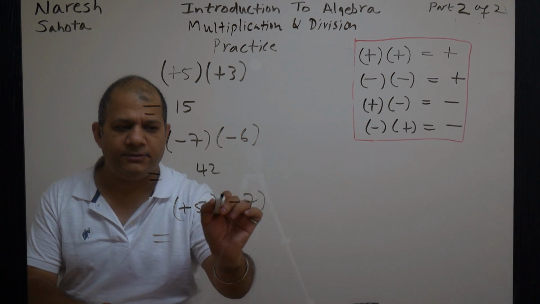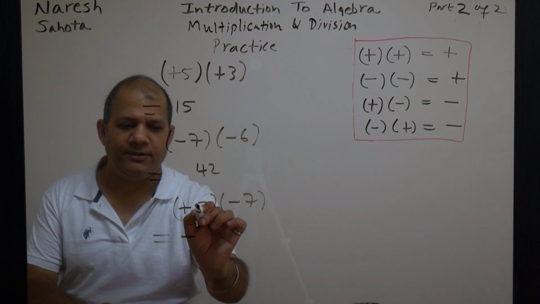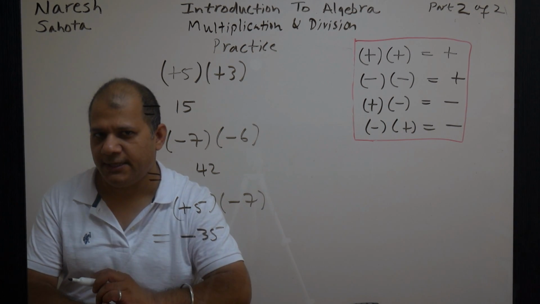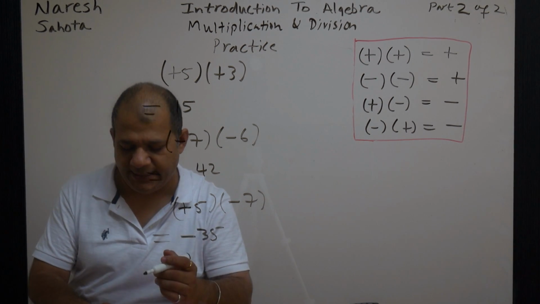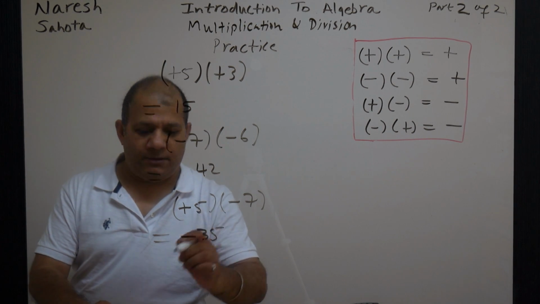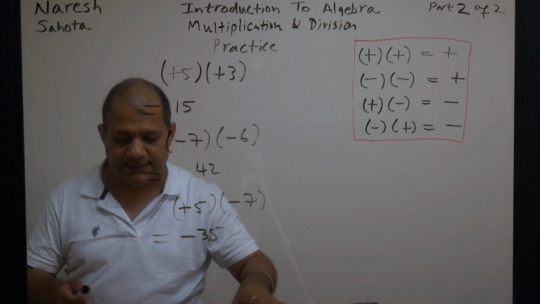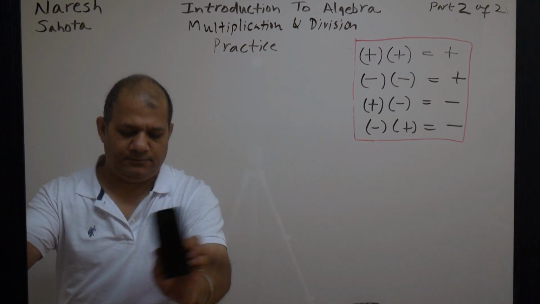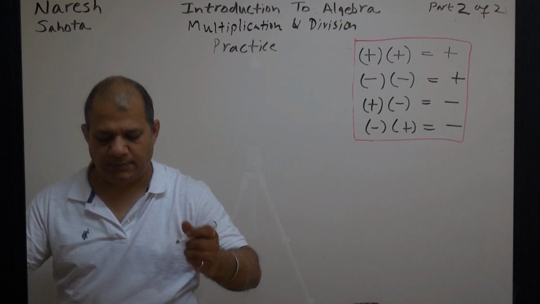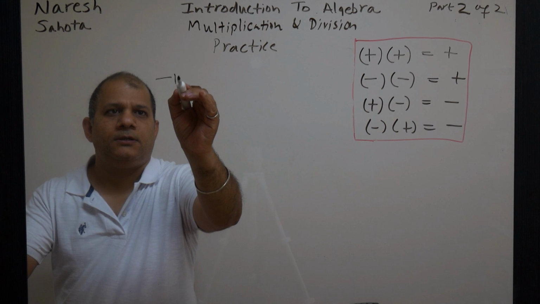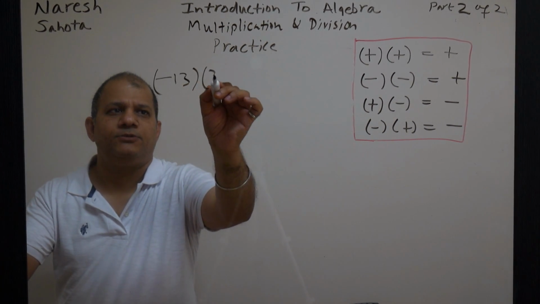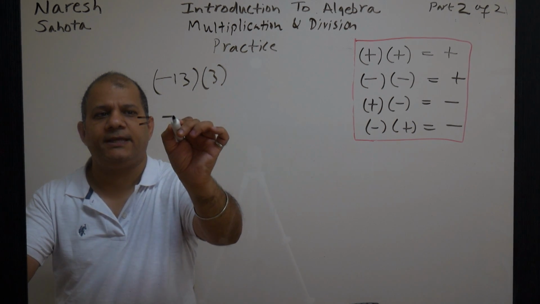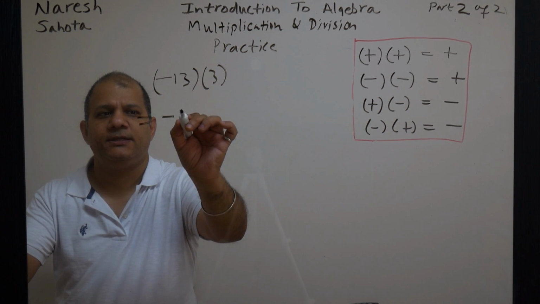Next question, positive 5 times negative 7. Positive times negative is negative. 5 times 7 is 35. So here we do need to write the negative because it's negative, right? Alright, so next example. Negative 13 times positive 3. Negative times positive is negative. 13 times 3 is 39.